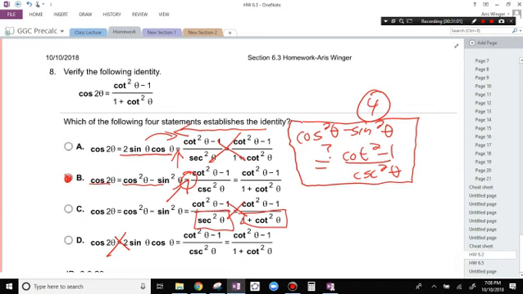Why is cotangent squared theta minus 1 over cosecant squared equal to that? It looks like we have one thing that we're turning into two things. So we know what to do when that happens, I think. And then, yeah, it should come out.